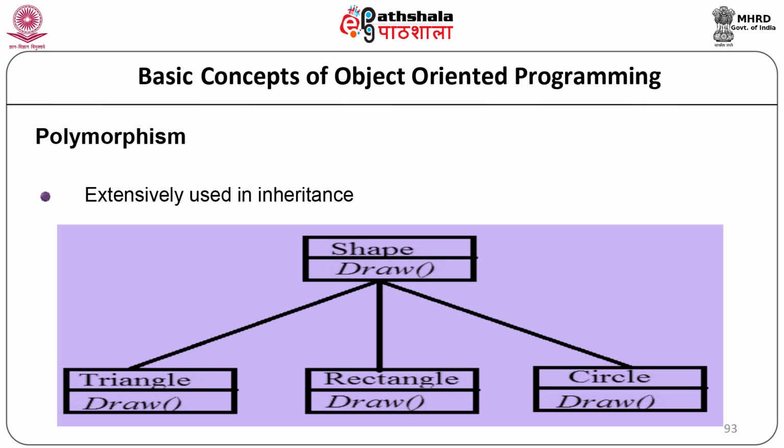Here the example is shown where draw is the member function which is the same in triangle, rectangle and circle. At runtime, depending on the object type, it will draw either a circle, triangle or rectangle.